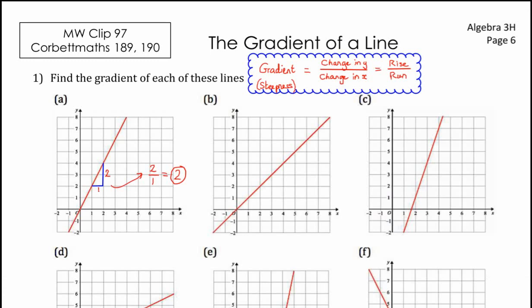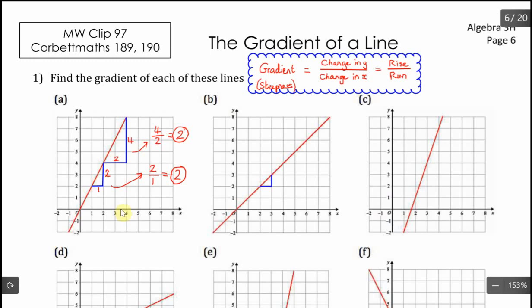And I'll just show you that if you'd chosen a different set of points, for example there, maybe you'd gone across 2 and gone up there, we should get the same thing. So my run there was 2, I've gone 2 across, and my rise was 4. If I'd used those numbers and done 4 divided by 2, I also would have got a gradient of 2.